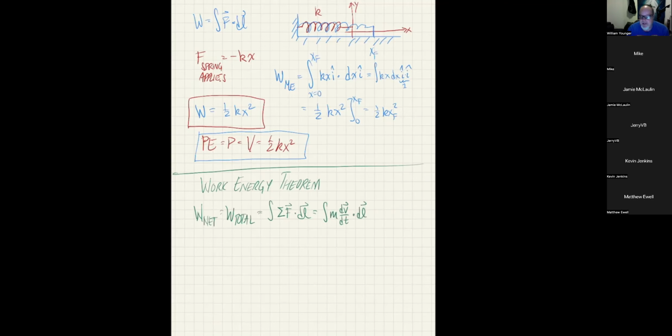Acceleration. Exactly, because F equals ma is what we're using, only we're using sigma F because it's the sum of all the forces. So yeah, exactly.